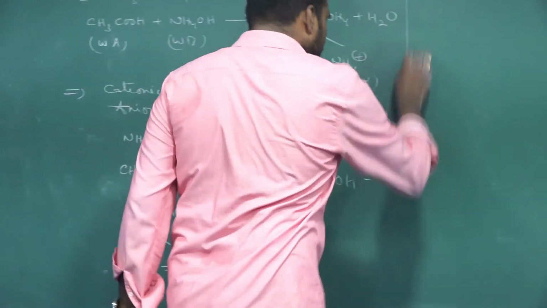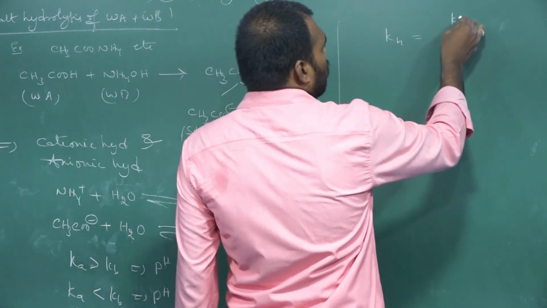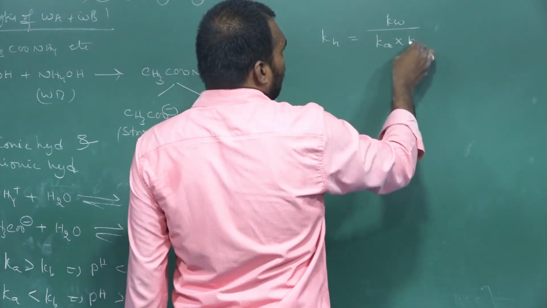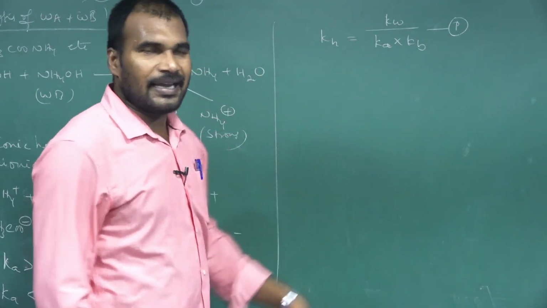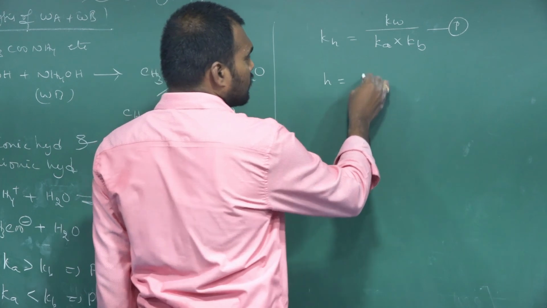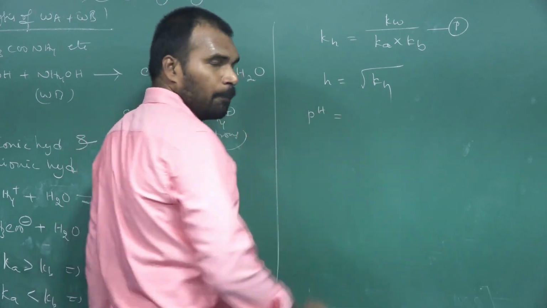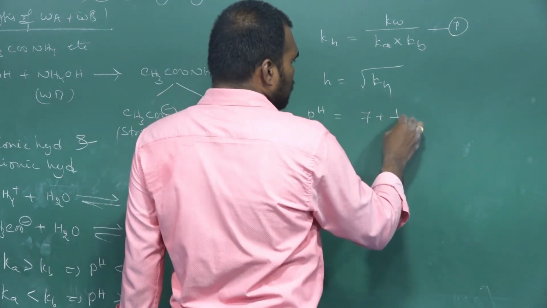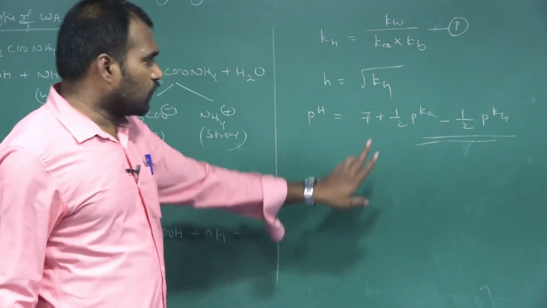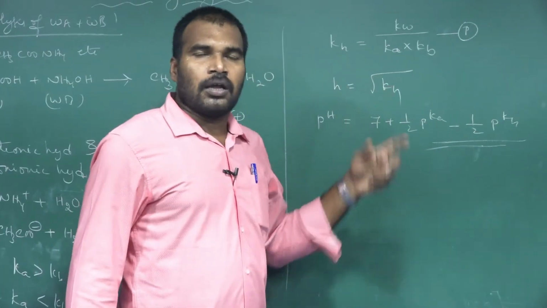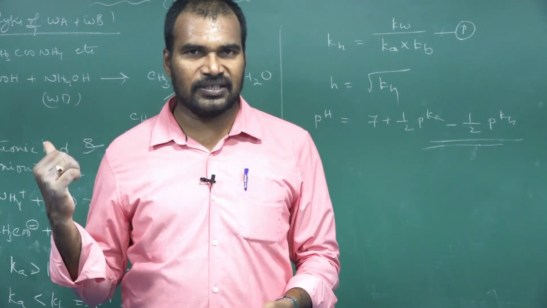Okay, next one, Kh value. If you calculate the Kh of the above solution, Kh is equal to Kw by Ka into Kb. This is the one equation you should remember. Kh is equal to Kw by Ka Kb, and h, the degree of hydrolysis, is equal to square root of Kh. And if we calculate the pH of the solution, pH is equal to 7 plus half pKa minus half pKb. By using this formula, you can calculate the pH of the above solution. So this is the salt hydrolysis. All four categories of salts we discussed here.